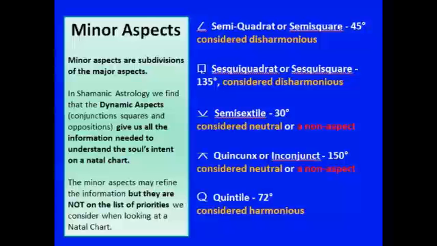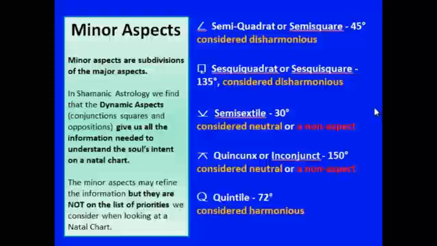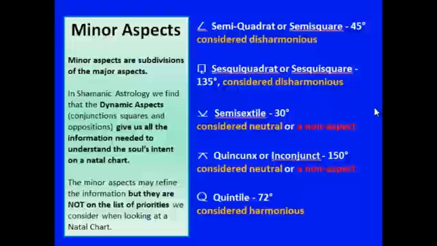So if you hear someone talking about a semi-square or a semi-quadrate, you know that that's a 45-degree angle, and here's the symbol of what that looks like. If you hear somebody talk about a sesquiquadrate or a sesquisquare, a 135-degree angle, I'm going to show you what these angles look like in a moment. And in a more mundane or traditional look at astrology, these two aspects are considered disharmonious.